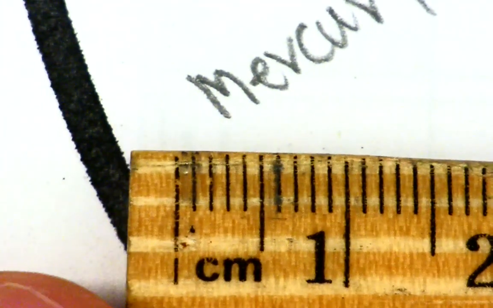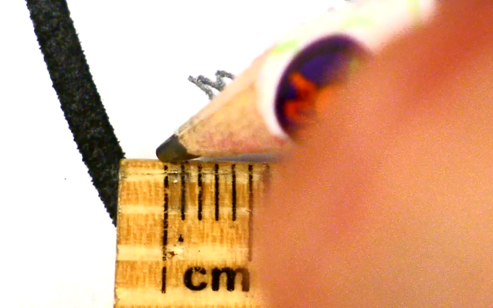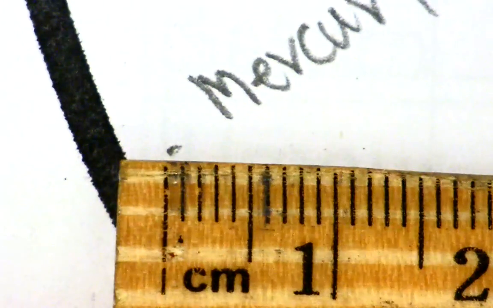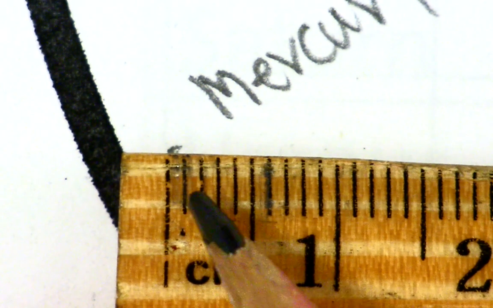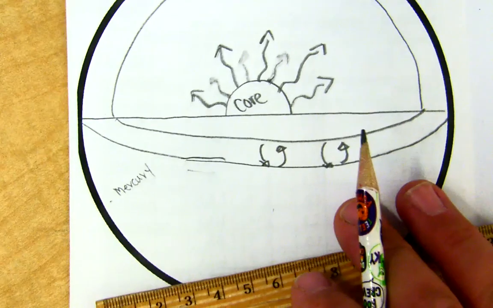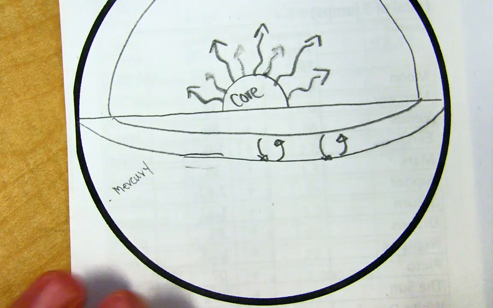I'm going to get right inside here, and I'm going to draw this 0.05. So 0.05 is just a tiny little dot, like that. There it is. It's half the distance to that first line. Mercury. That's how big Mercury would be if we put it right against the sun. Tiny.